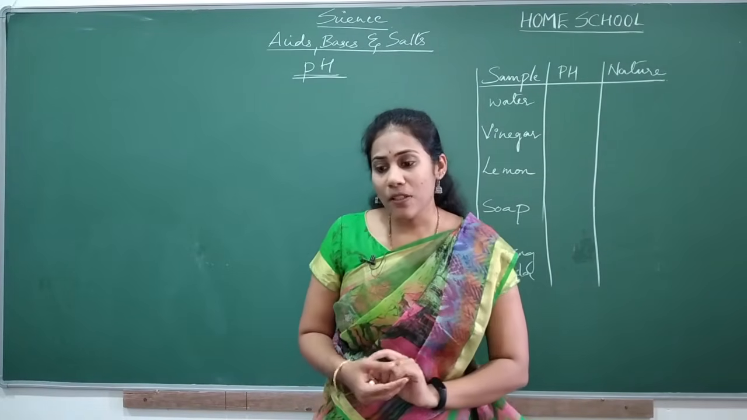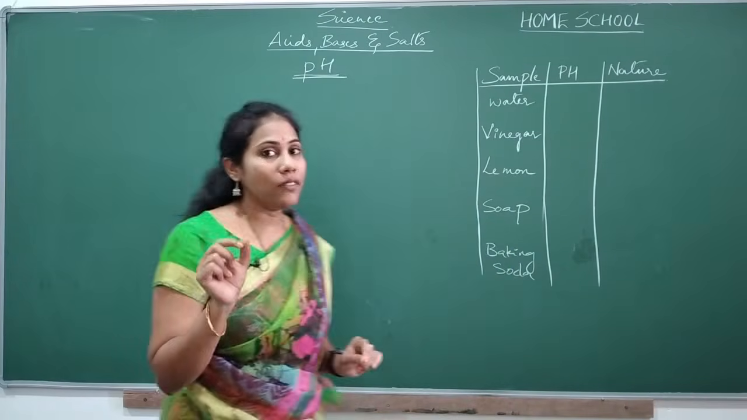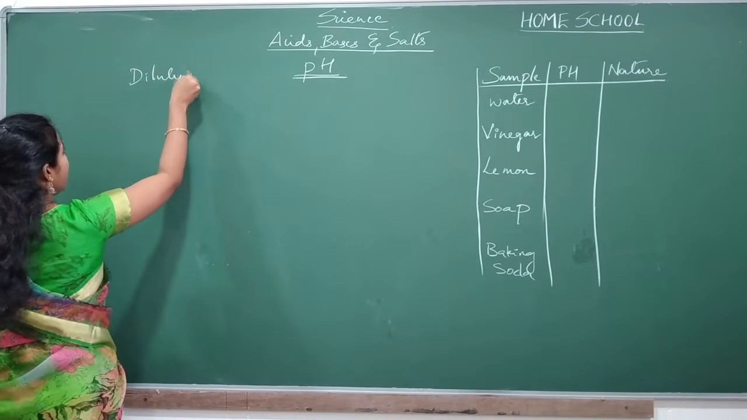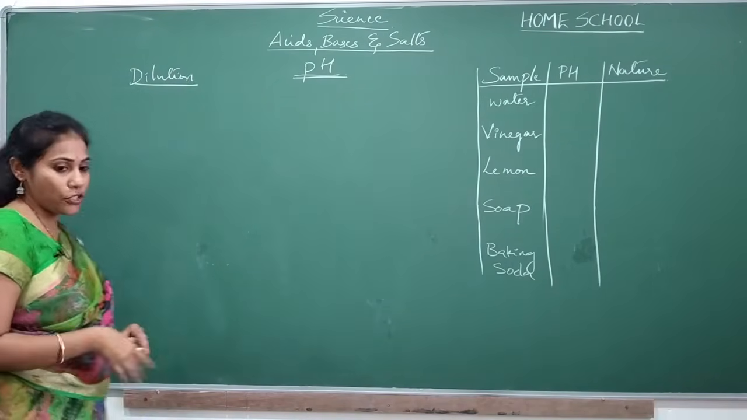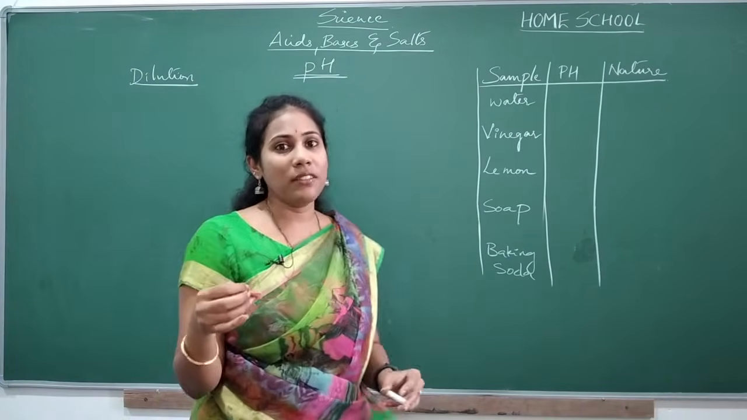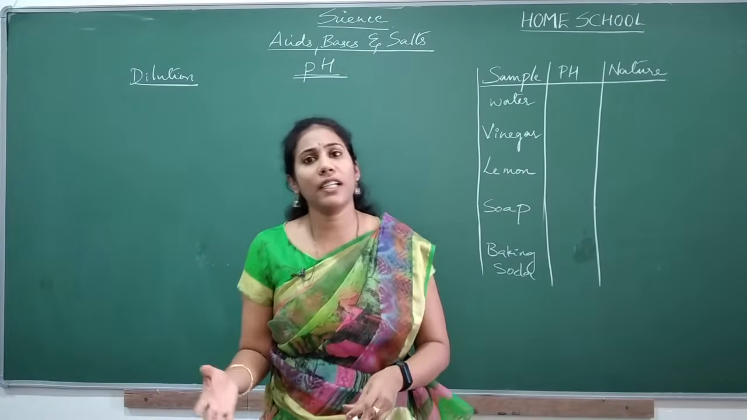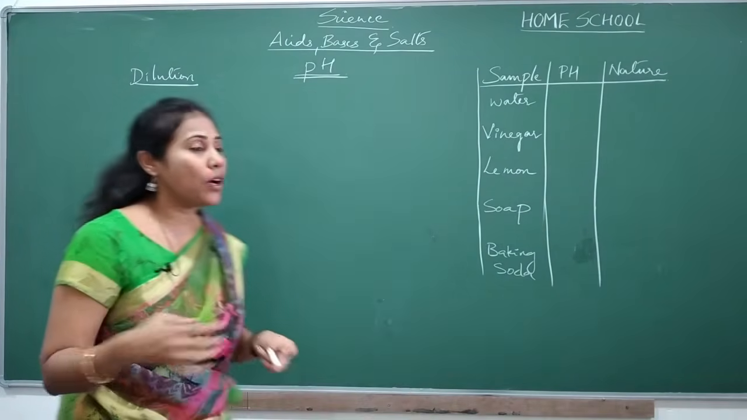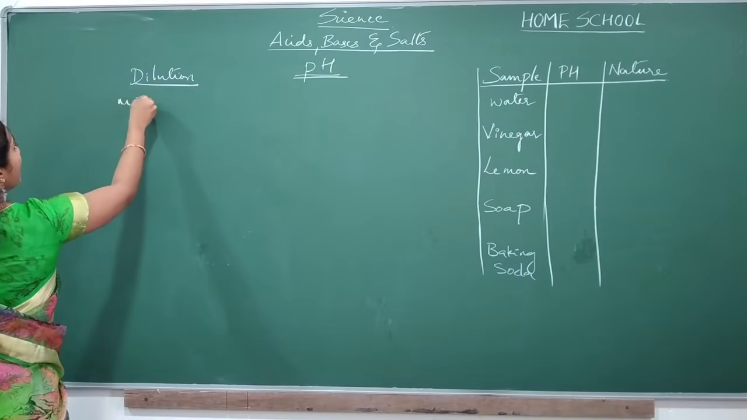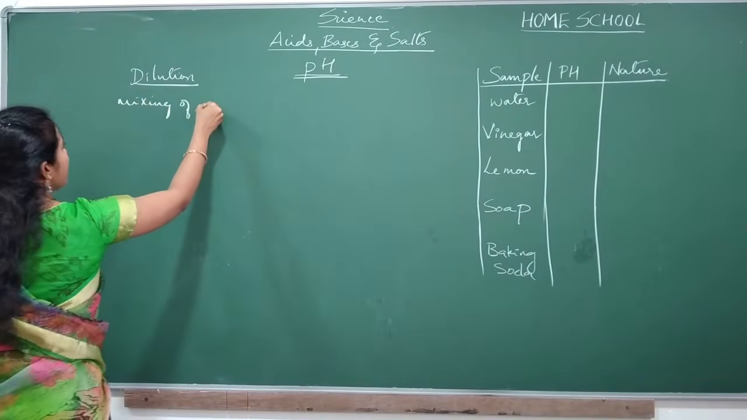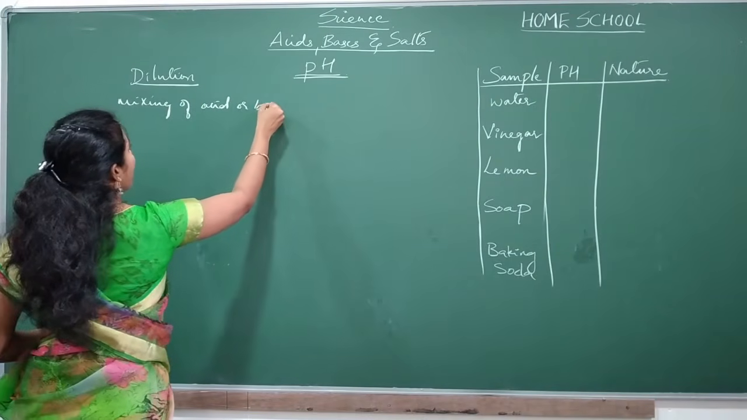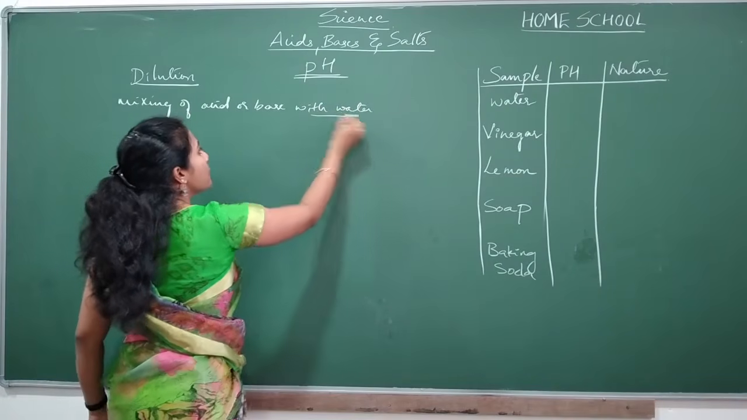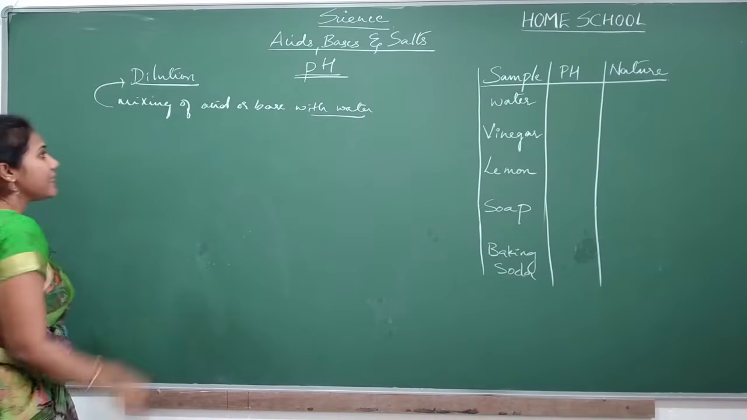And in the previous class, we also discussed one particular word, that is dilution. Dilution, isn't it? We came to know what this dilution means. So what is this dilution? Mixing of acid or base with water is called dilution, right? Mixing of acid or base with water. This process only we will call dilution.